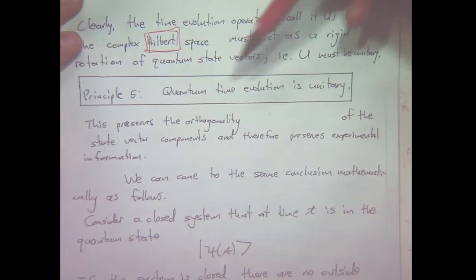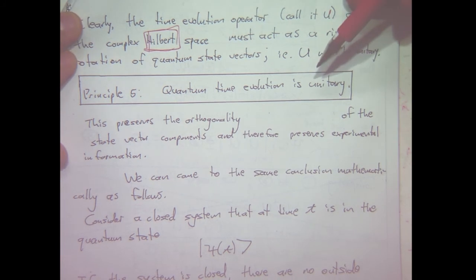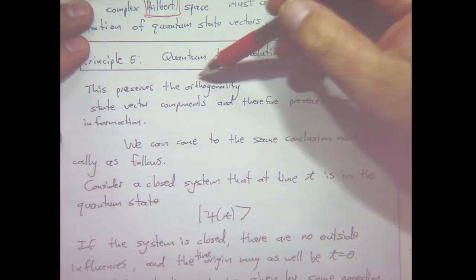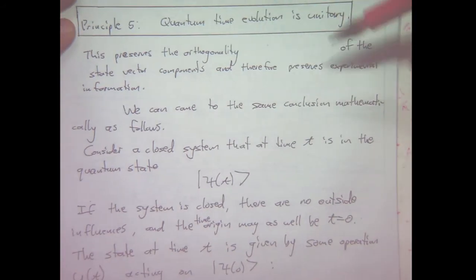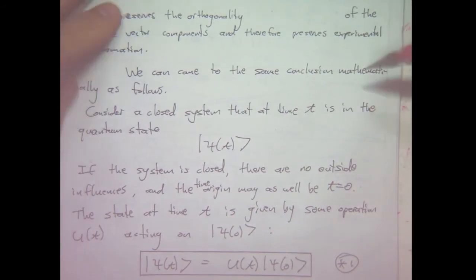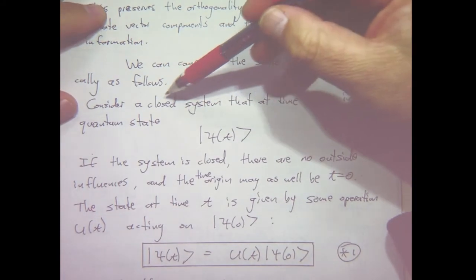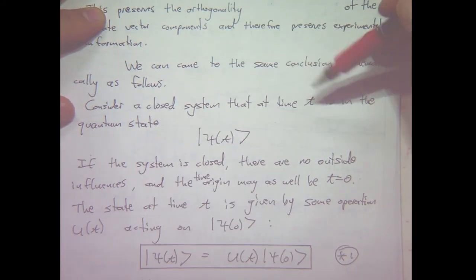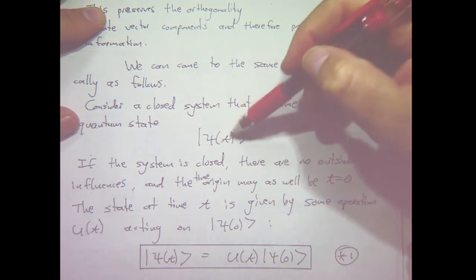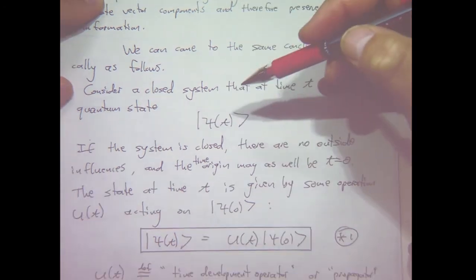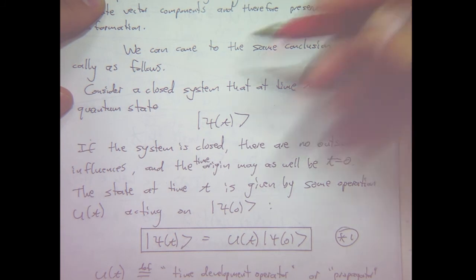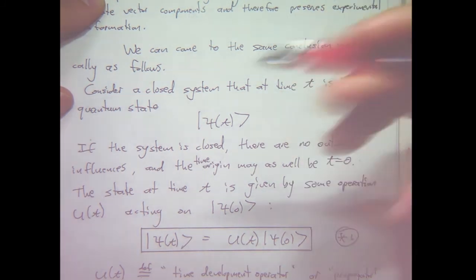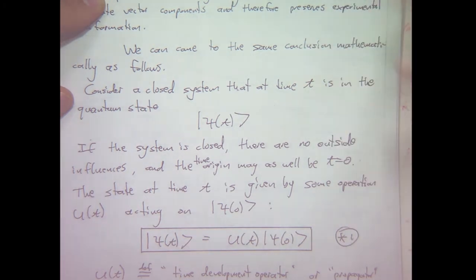So principle 5: quantum time evolution is unitary. This preserves the orthogonality of the state vector components and therefore preserves experimental information. We can come to the same conclusion mathematically as follows. Consider a closed system that at time t is in the quantum state psi of t. Closed just means that nothing's going to influence it from outside. There are no extra possible experimental results going to sneak in during the evolution.